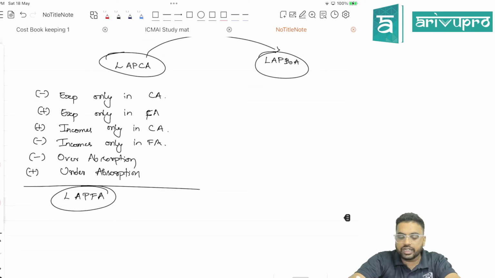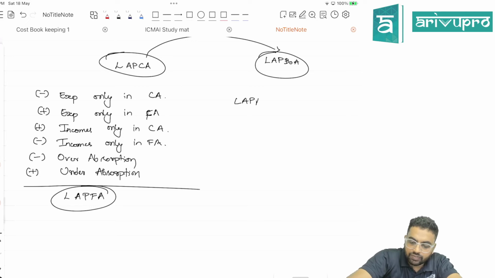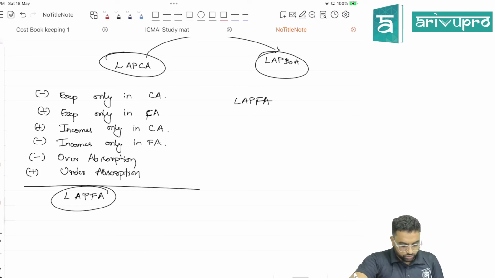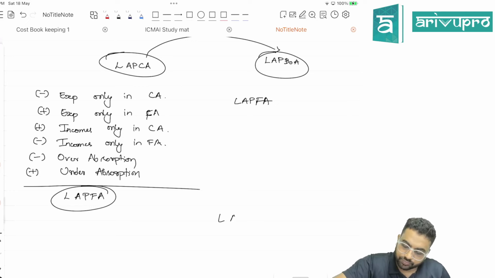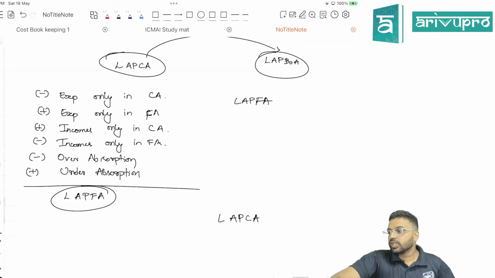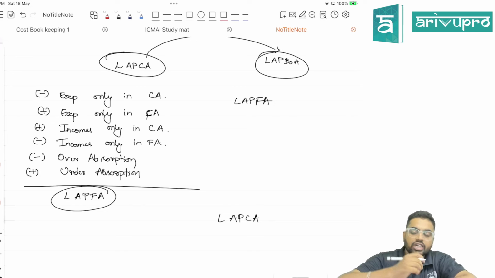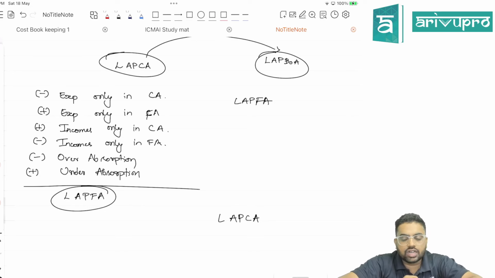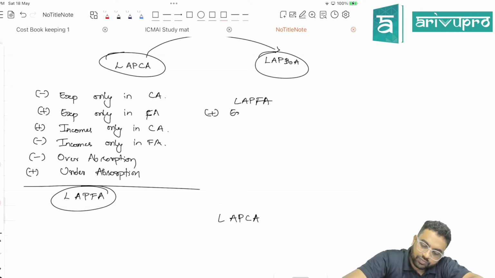Sir, what if the starting point is loss as per financial account? Then what you should do, sir? You should try to find out loss as per cost accounts. First, expenses only recorded in cost account. When expenses are only recorded in cost accounts, what happened to the loss as per the financial books? Nothing has happened. But the loss as per the cost accounts has increased. So here also you should increase. That is, add expenses only in cost accounts.